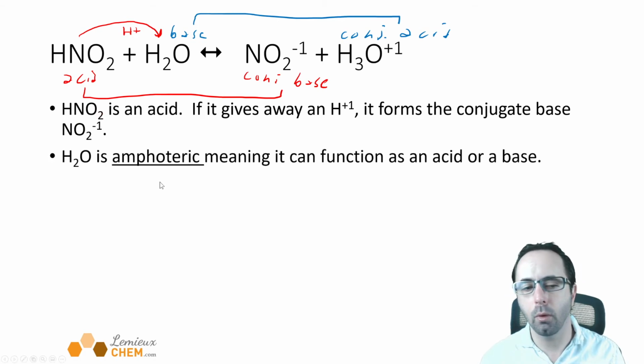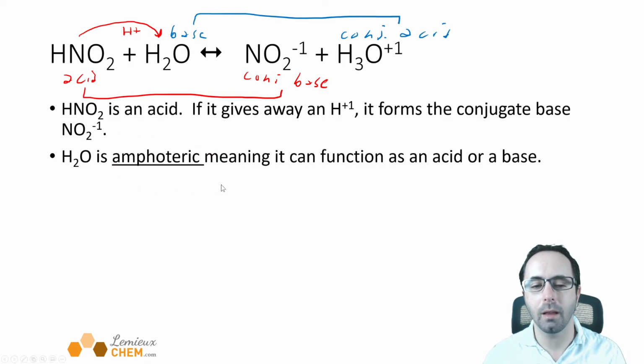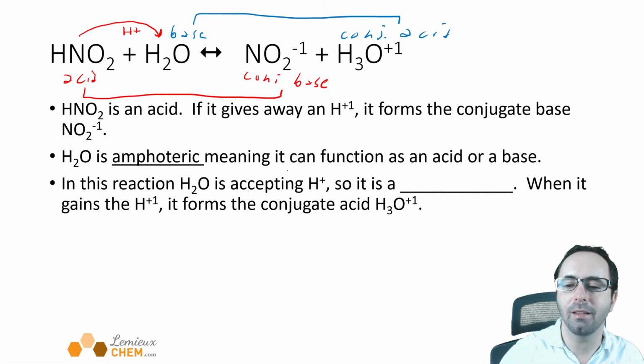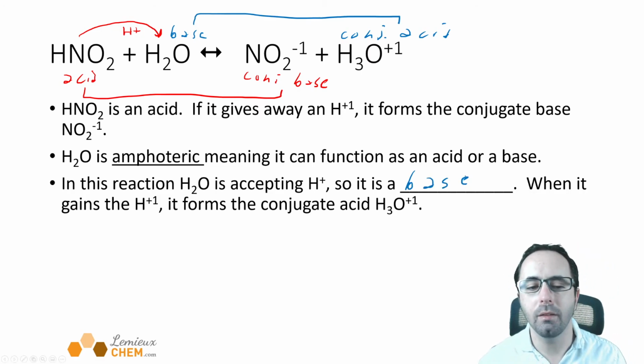Water is amphoteric. What we're going to see is water can function as either an acid or a base. In this case, it's behaving as a base. So the word amphoteric means a substance that can behave as either an acid or a base. Water is like this. So in the case of this reaction, water is behaving like a base, meaning it is accepting a proton. And when it does, water accepts the proton, so it is a base, right? Since it's accepting a proton, it's a base. When it gains the H+, it forms its conjugate acid, which is H3O+.